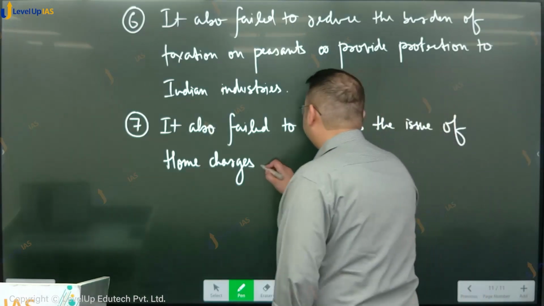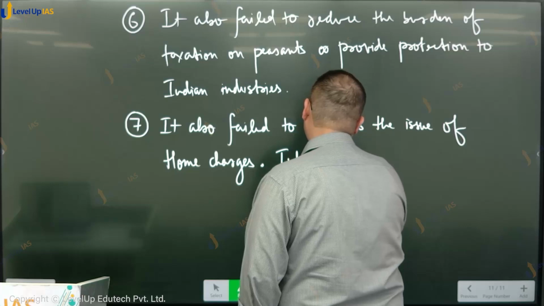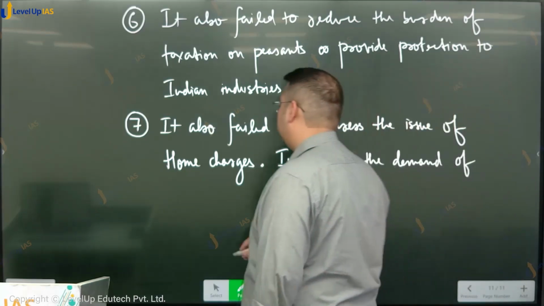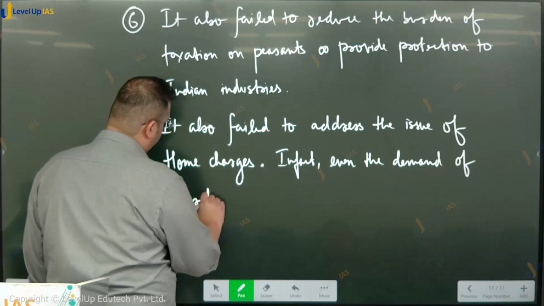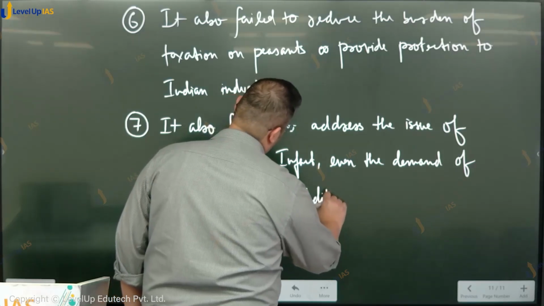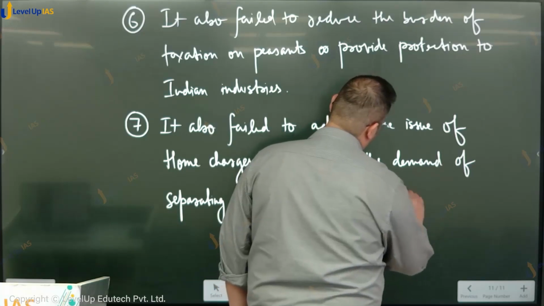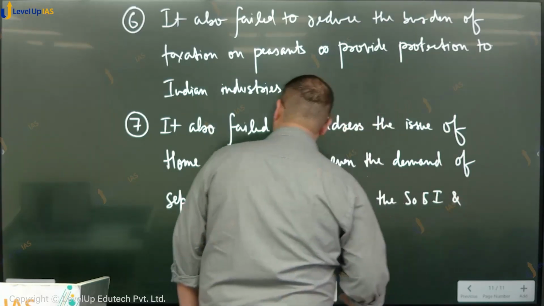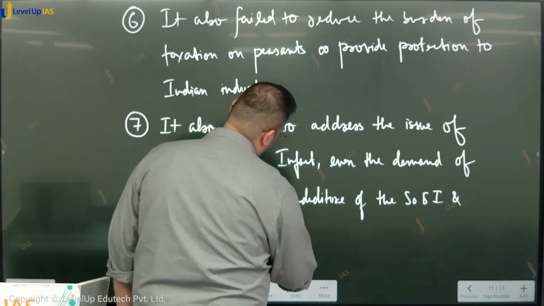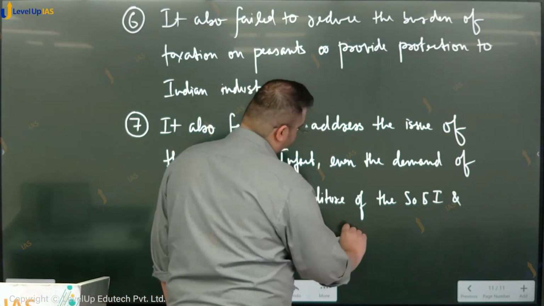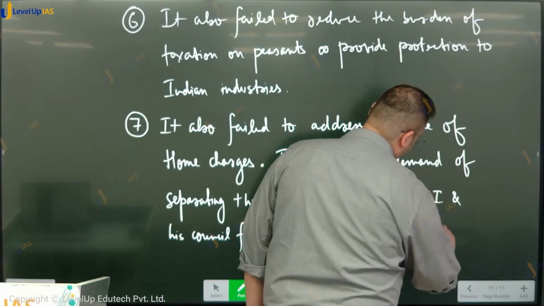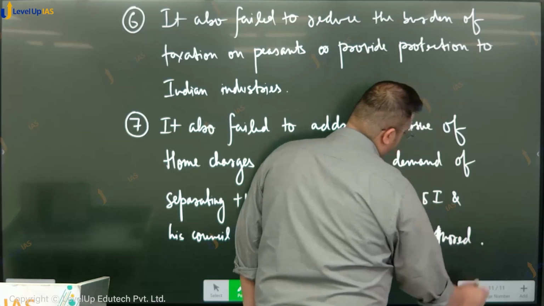ठीक है. Write down. In fact, even the demand of separating the expenditure of the Secretary of State for India and his council from the Indian budget was ignored.